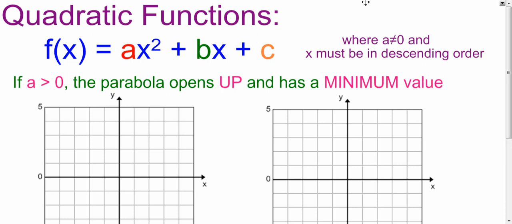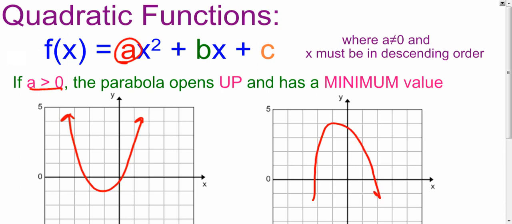So if this leading coefficient here, or the term that's in front of the x squared, the a, is greater than 0, which basically means it's positive, so if the a is positive, the parabola opens up, and it will be a parabola that looks something like that. Okay, and if that a value, or the number in front of the x squared term, is negative, it will be a parabola that opens down and looks something like that.